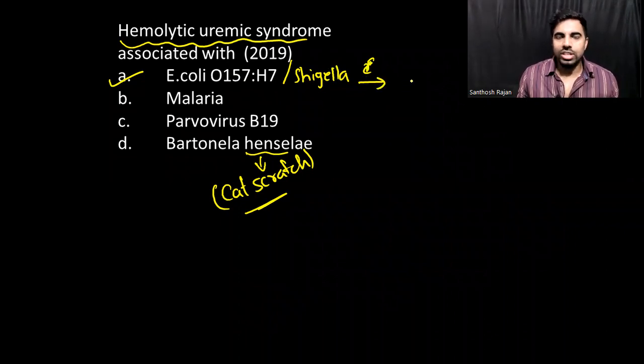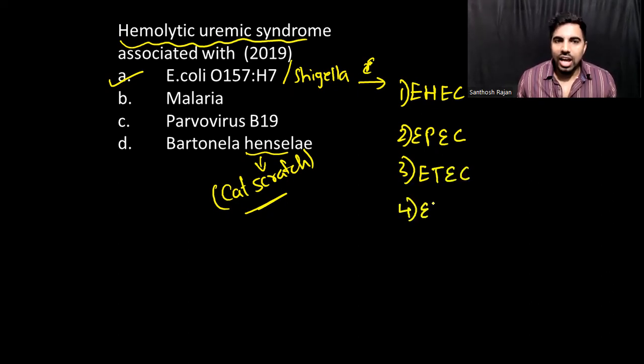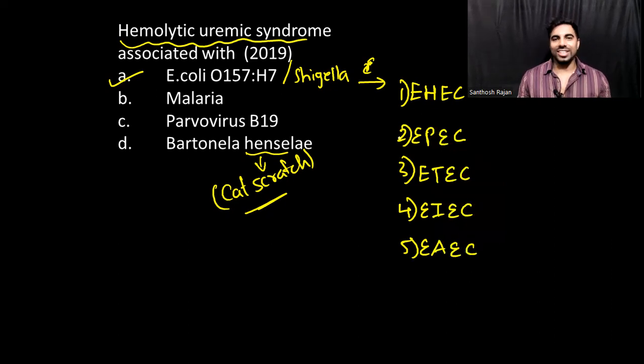We have different diarrheagenic types. E. coli has different types. What are the diarrheagenic types? One is EHEC, and the other is EPEC. Then you have ETEC, and then EIEC, and then EAEC. These are the types we have.